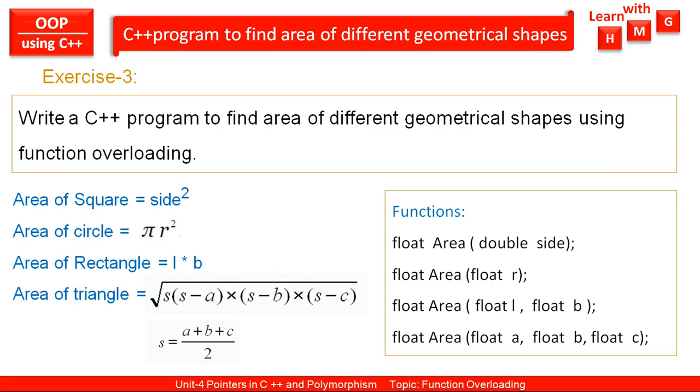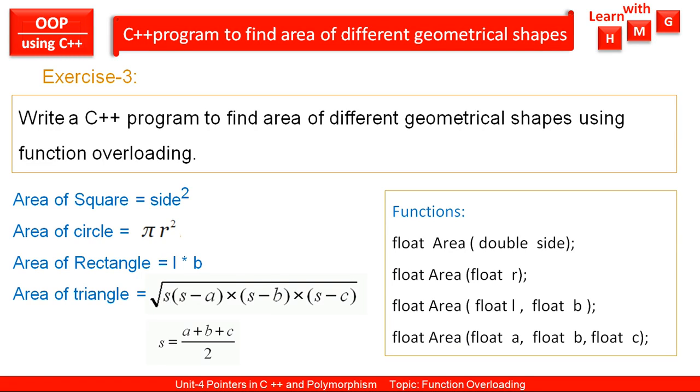So I am overloading the area function here. The first function is accepting one argument of double type. The second area function is also accepting one argument, but the type is float. The third area function is accepting two arguments of float type, while the fourth area function is accepting three arguments of float type. All these area functions are returning a float type of value, that is a return value, which is nothing but the area of that particular shape.